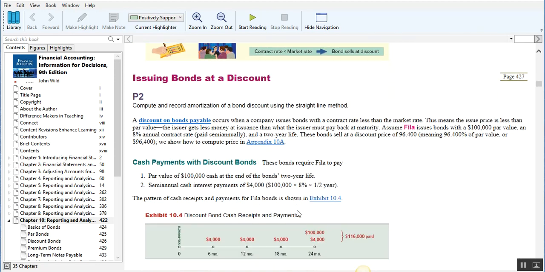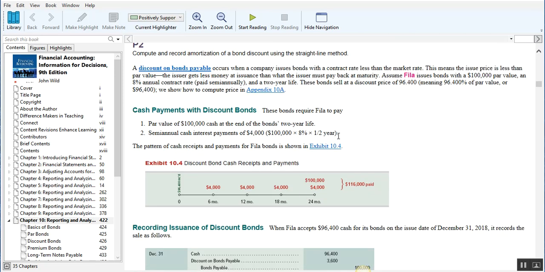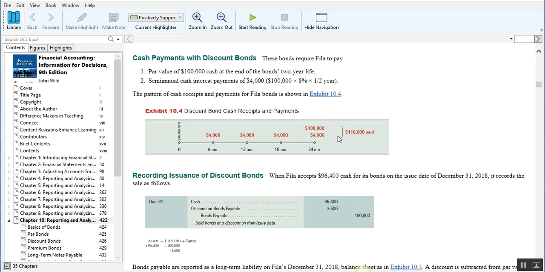So when you issue bonds at a discount, what's going to happen is you'll have a stated value on the bonds, and that value will be, let's say, 100,000, like we said before, and you're paying a specific interest rate, but the market rate is higher. So in this case, when they sell these bonds, they're going to get 96.4% on the bonds rather than 100. So what this means is we need to record a discount on the bonds.